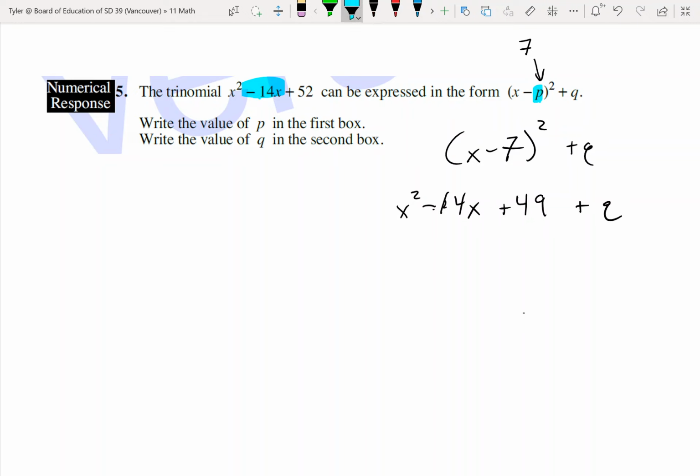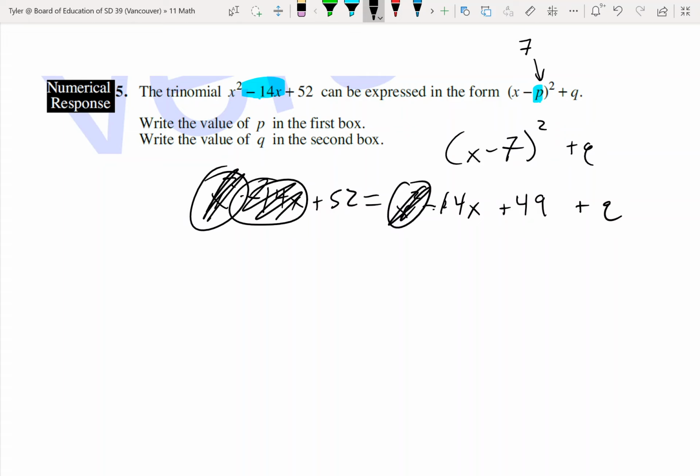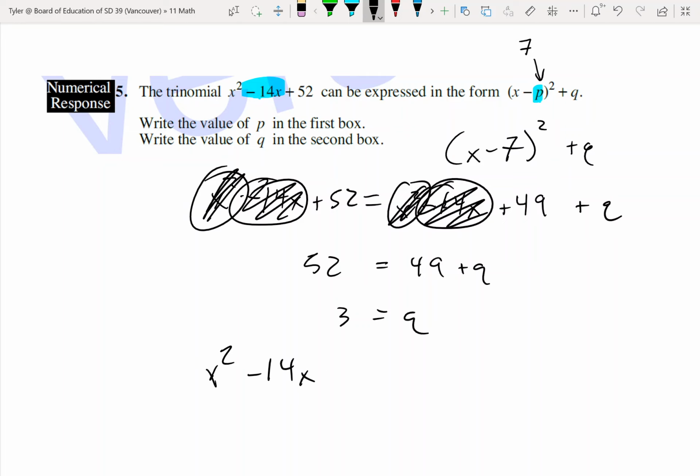Now when we look over here, we're basically saying that this is the same as this: x squared minus 14x plus 52. The first term was right, so we can get rid of it. The second term, the negative 14x, is also the same, so we can get rid of it. So really what this boils down to is 52 is equal to 49 plus q. If we subtract 49 from both sides, you get 3 equals q.